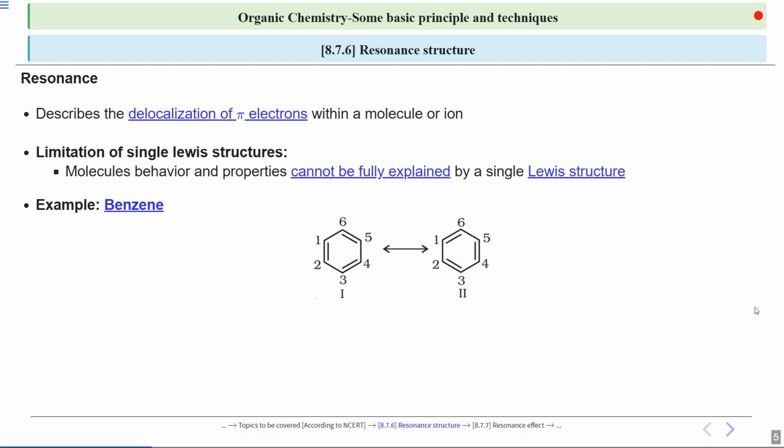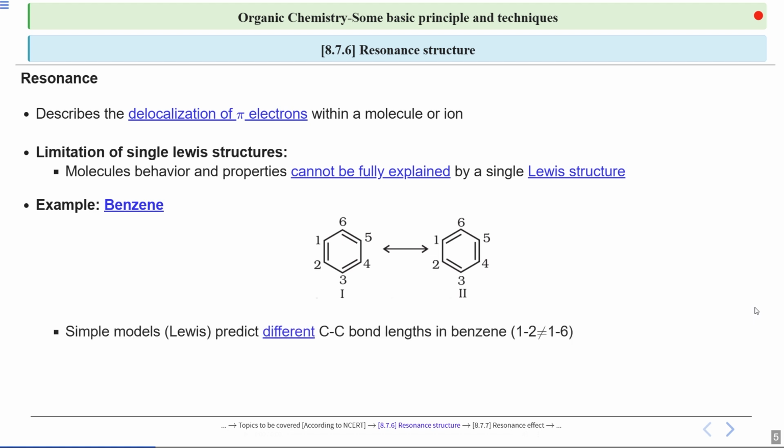Now they both are identical in terms of connectivity, but suppose you consider carbon 1 and carbon 6. Here carbon 1 and carbon 6 are joined by a single bond in structure number 1, whereas in structure number 2, carbon 1 and carbon 6 are joined by a double bond. Both are valid Lewis structures, no confusion in that. But what is seen is that structure number 1 and structure number 2 both are incapable of predicting the actual bond length comparison.